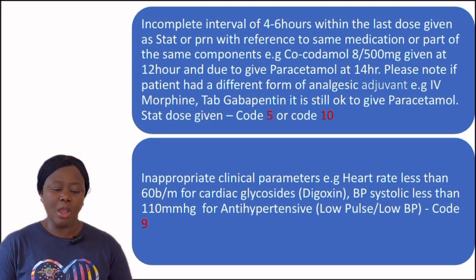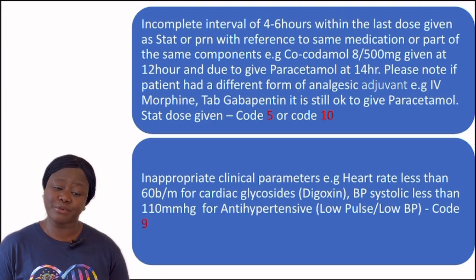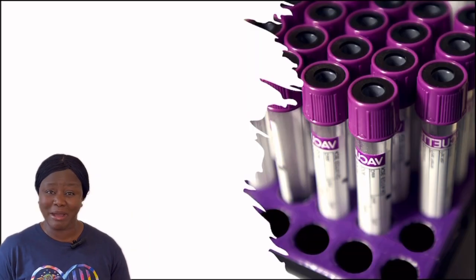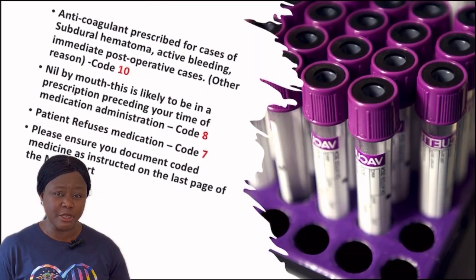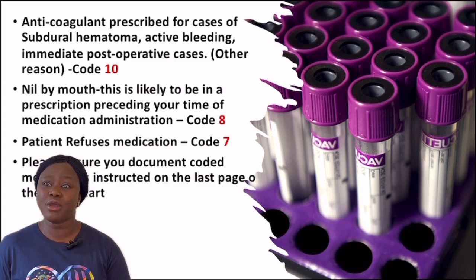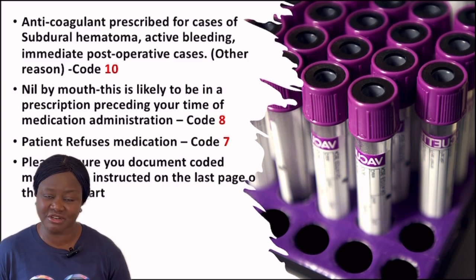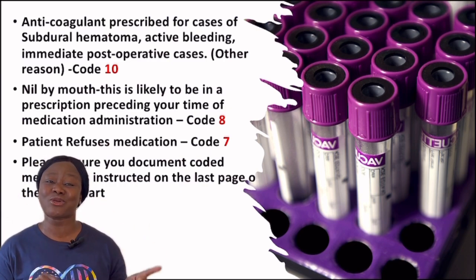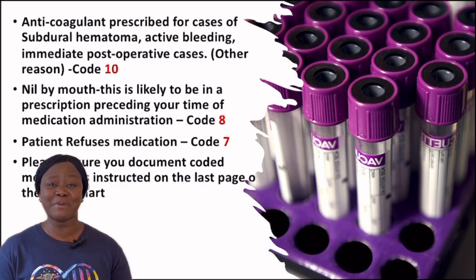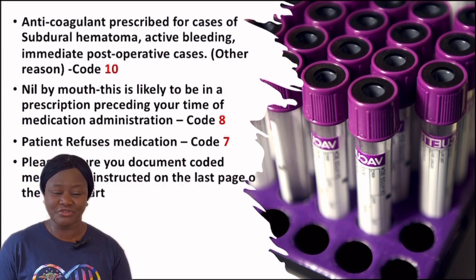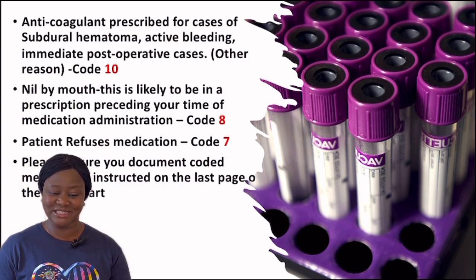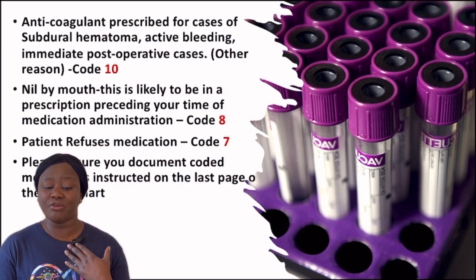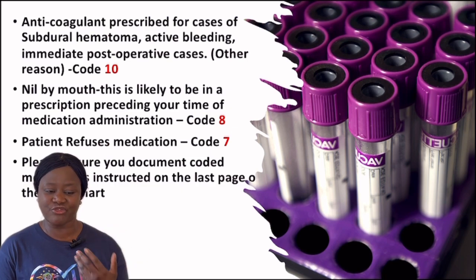Okay. Now, when we have anticoagulants prescribed for cases of bleeding, subdural bleeding, active bleeding, immediate postoperative cases, and I have warfarin 2 milligram to be given, no, no, no. I will know that is going to increase the risk of bleeding in my patient. I don't want my patient to end up with bleeding and have an emergency code because of that. So I'm going to code that. That is an incorrect prescription. So I'm going to give that a code of 10 and state the reason, risk for bleeding.